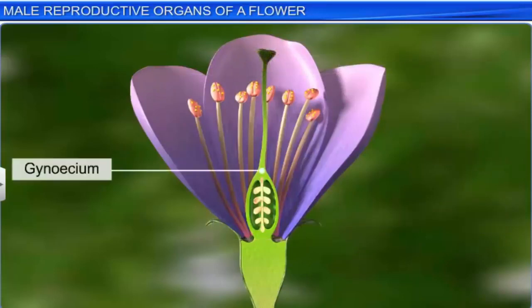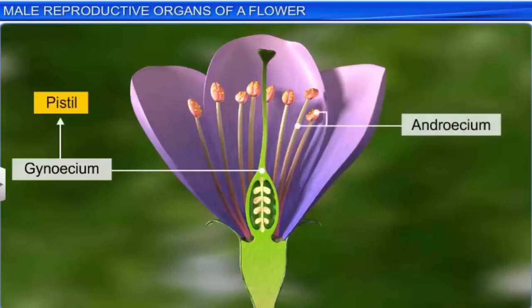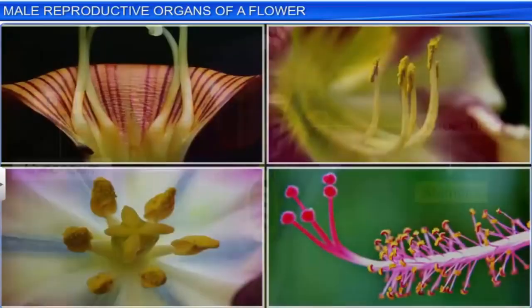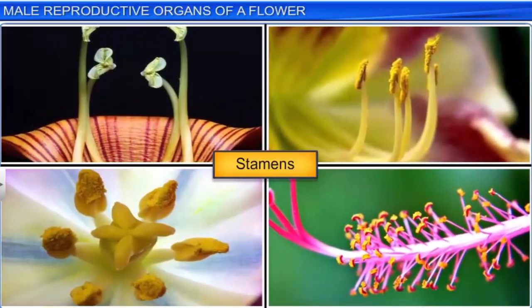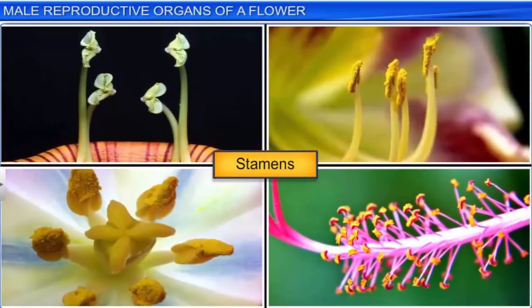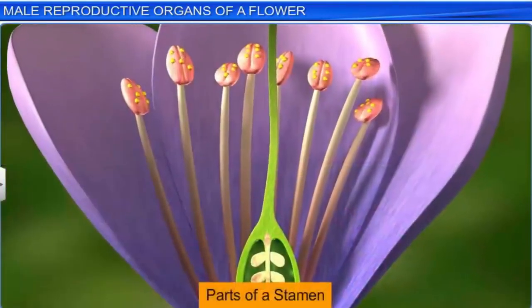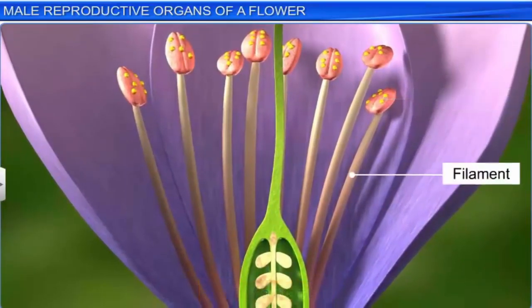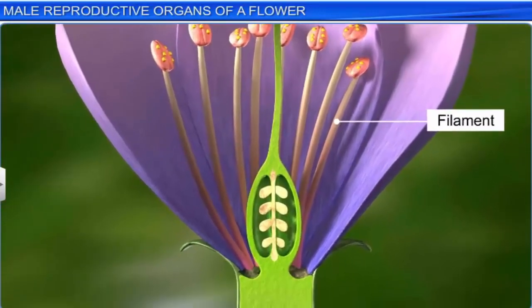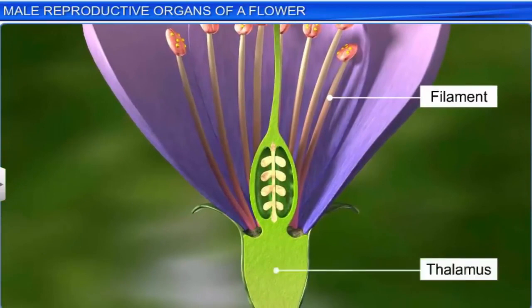The gynoecium, on the other hand, which consists of one or many carpels or pistils, represents the female reproductive part, whereas the androecium, which consists of a whorl of stamens, is the male reproductive part of the flower. Though the number and size of stamens in an androecium differ across species of flowers, the basic structure remains the same. Every stamen, for instance, consists of a filament and an anther. The filament is a long and slender stalk whose proximal end is attached either to the thalamus or the petal of the flower.